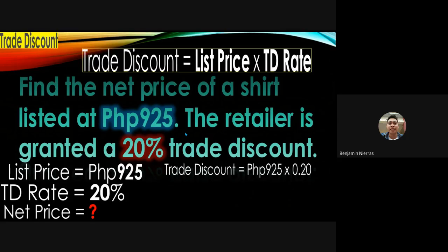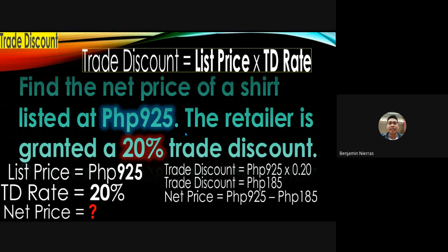Trade discount is simply the list price times the trade discount rate. So, meaning, trade discount is 20% of 925. 20% of 925 is 185. So, 185 is the 20% of 925, and that is our trade discount. By finding the trade discount, let's go to the net price.